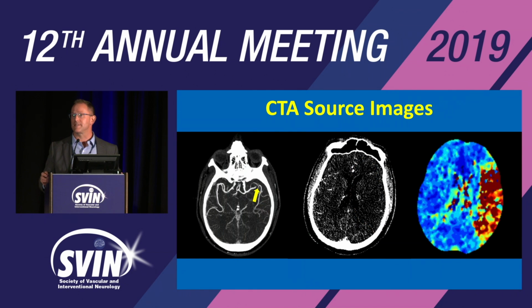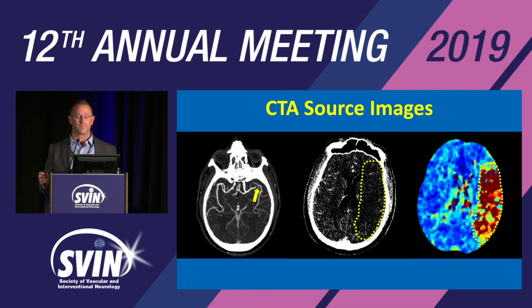The big problem with the CTA source images is it just lacks the visual conspicuity that perfusion does. So if I outline the area of hypoperfusion on the CTA source image and compare it to a perfusion map, you can see it's just so much easier to see with perfusion, and I think that's partially limited the utility of this technique.